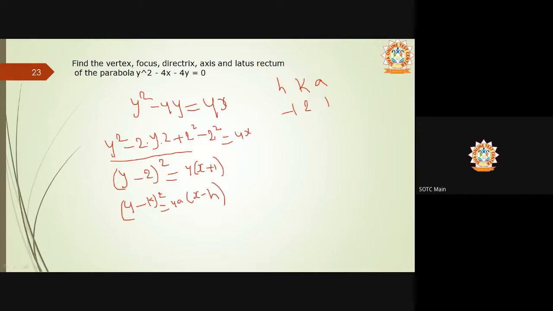Perfect. So now vertex. What is the vertex? We already know, vertex or center, it is simply h comma k. So what will it become? Minus 1 comma 2.